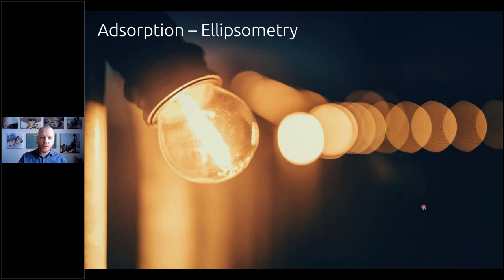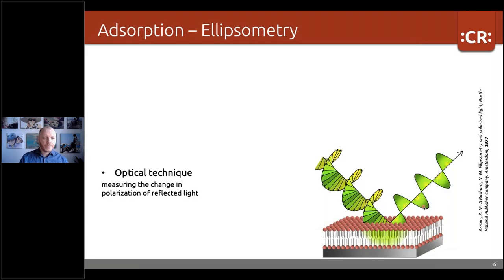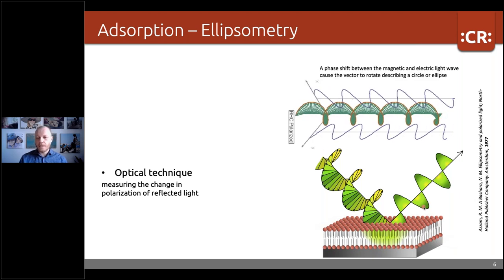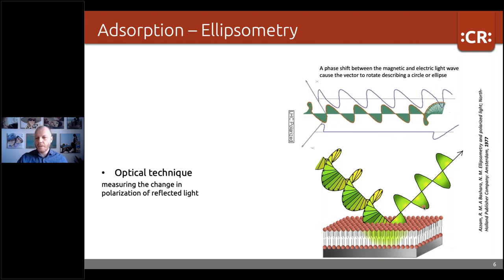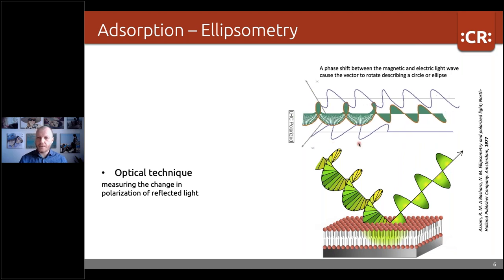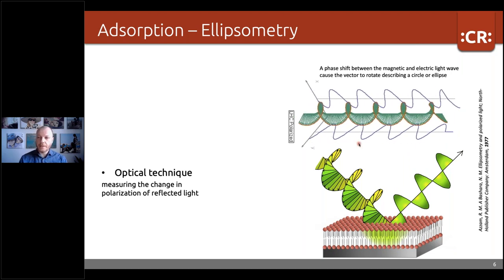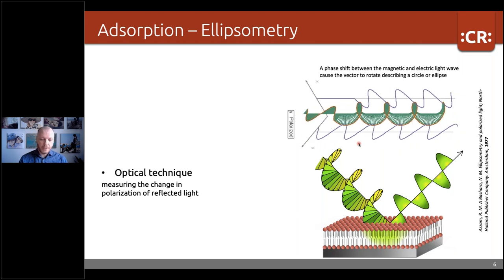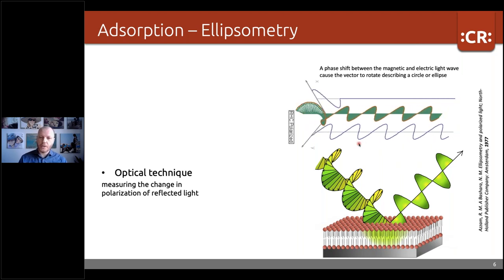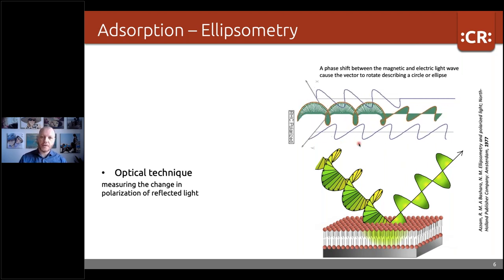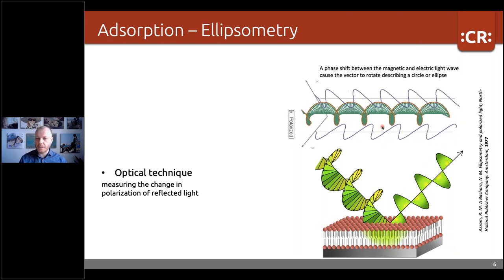And ellipsometry is an optical technique, and it's based on measuring the changes in polarization of reflected light as it reflects on the substrate or surface. And it uses something which is called elliptic light, so that's where the name comes from. And elliptic light is something that you get when you have a phase shift between your electric light wave and your magnetic light wave. And this sort of causes the light wave to form, or the vector of the light to form a circle or ellipse. So it sort of rotates as it travels through space, like this picture here or animation shows you.